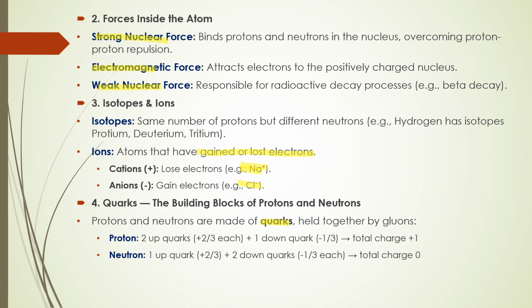Quarks, the building blocks of protons and neutrons. Protons and neutrons are made up of quarks held together by gluons. For example, a proton is 2 up quarks, each plus 2 divided by 3, plus 1 down quark, minus 1 divided by 3, total charge plus 1. A neutron is 1 up quark, plus 2 divided by 3, plus 2 down quarks, minus 1 divided by 3 each, so the total charge is equal to 0.